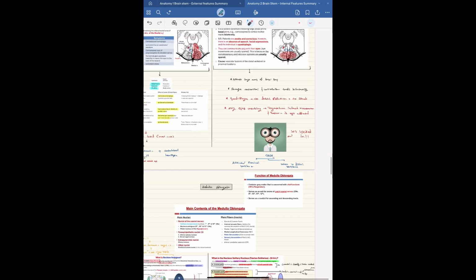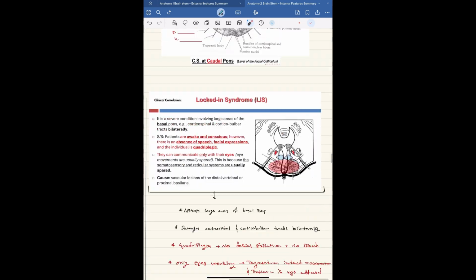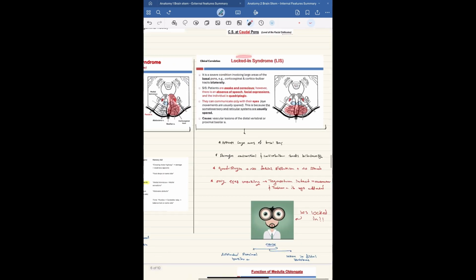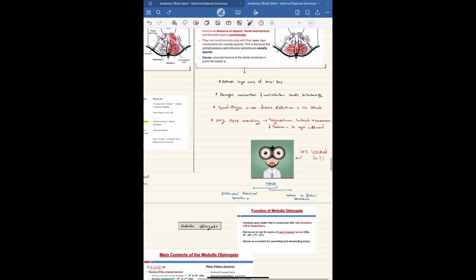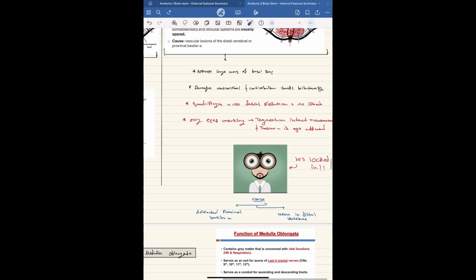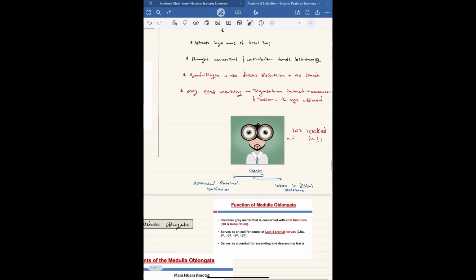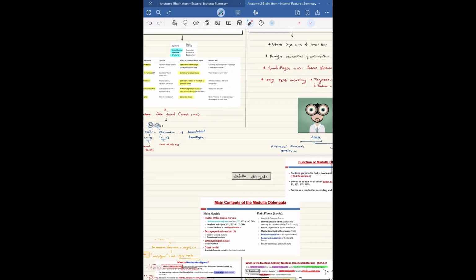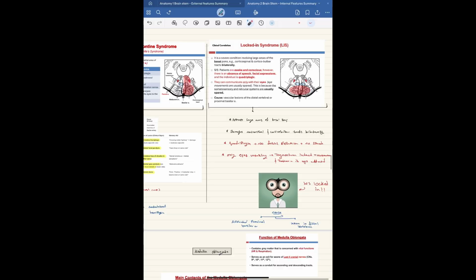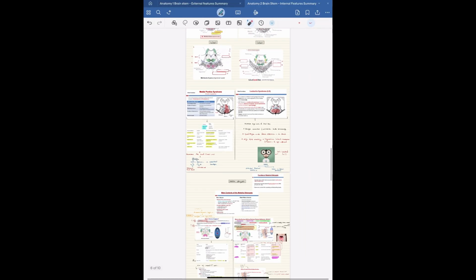Okay, how I remember it through this picture: locked-in syndrome is a term many people use when you're trying to focus. So you're trying to lock in. When you're looking in, your eyes are wide open, and that's the only thing you're using along with your brain. So that's the only thing that will be working in this syndrome. That's about it for the Pons.